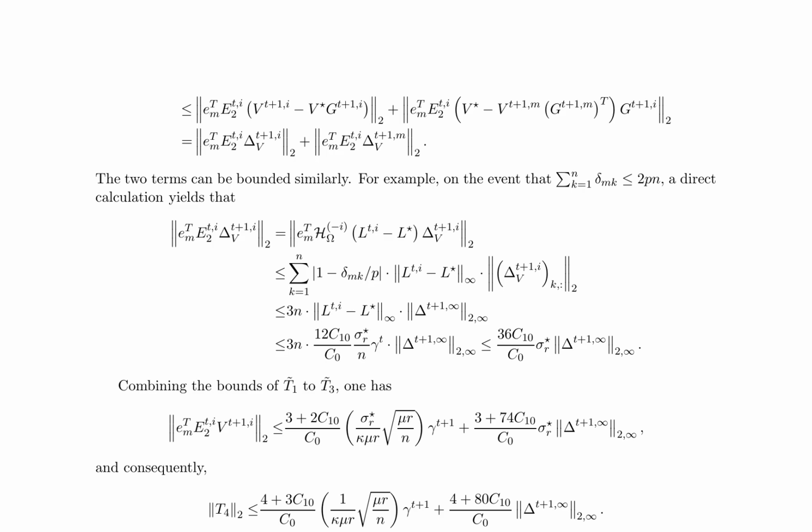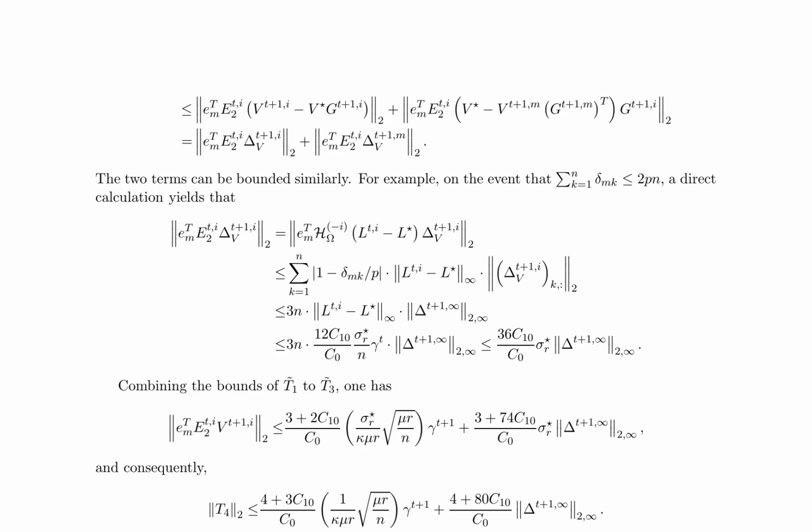The paper provides technical proofs for bounding various terms in a machine learning model. On pages 21 and 22, the authors derive bounds for the terms \tilde{T}_1 to \tilde{T}_3, which are used to establish the convergence rate of the model. The bounds are obtained by applying various inequalities and using the properties of the model's parameters.